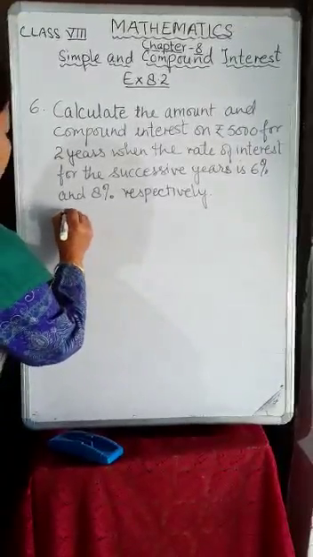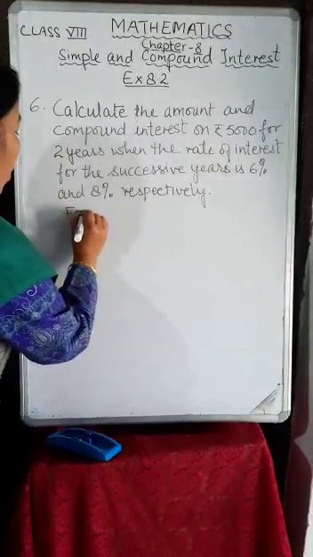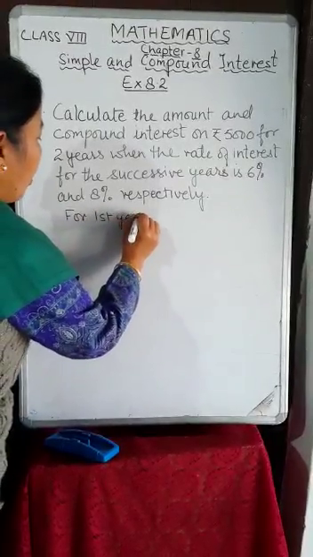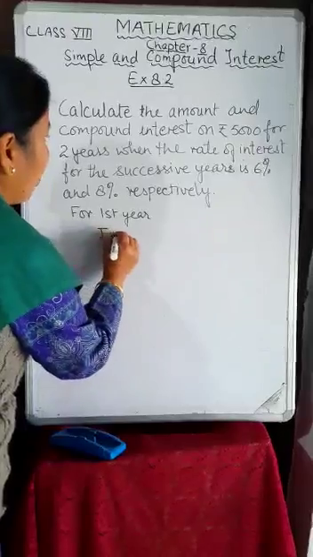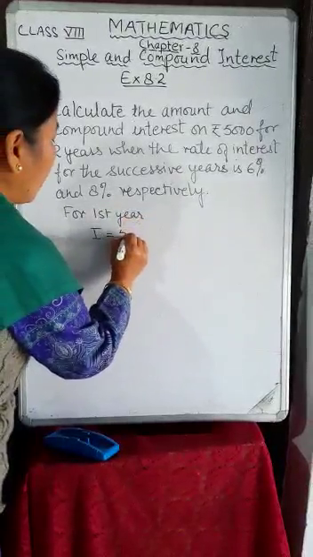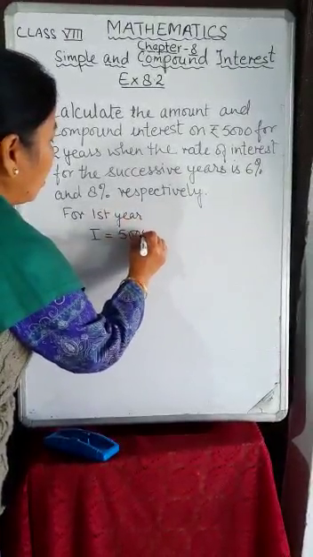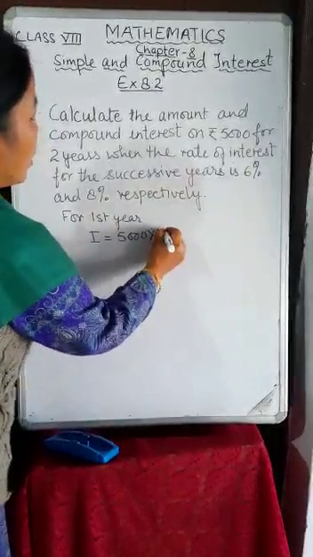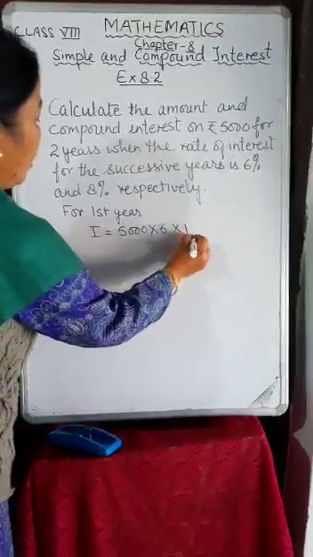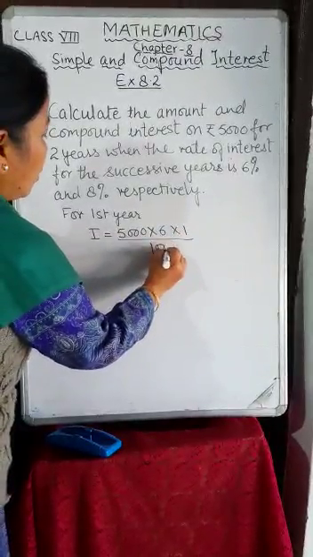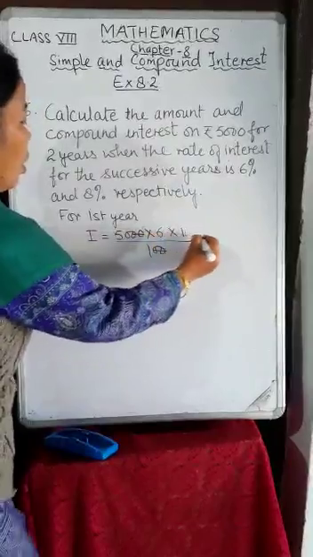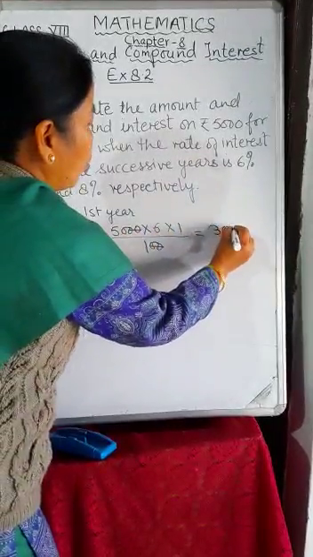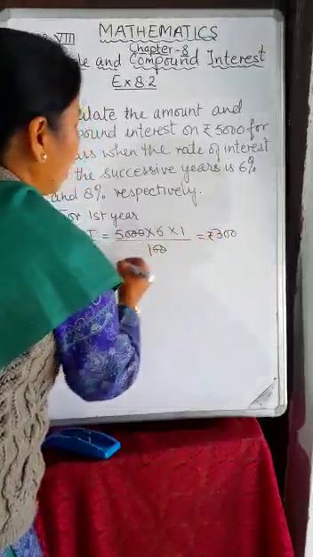So first of all we'll find out the interest for first year. Interest is equal to P, as you know the formula. I am not writing the formula again and again. I am just putting the value: 5,000 into rate of interest for the first year, 6%, into 1 upon 100. 20 cancel by 20. If we multiply 50 by 6, we get 300. So the interest for first year is 300.